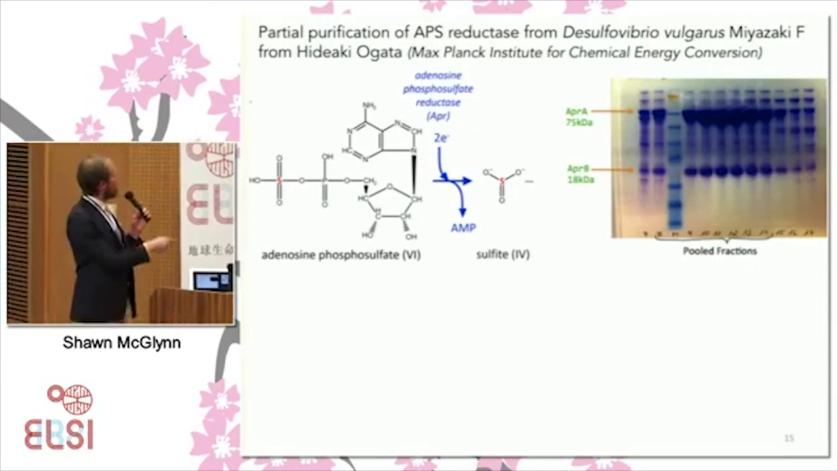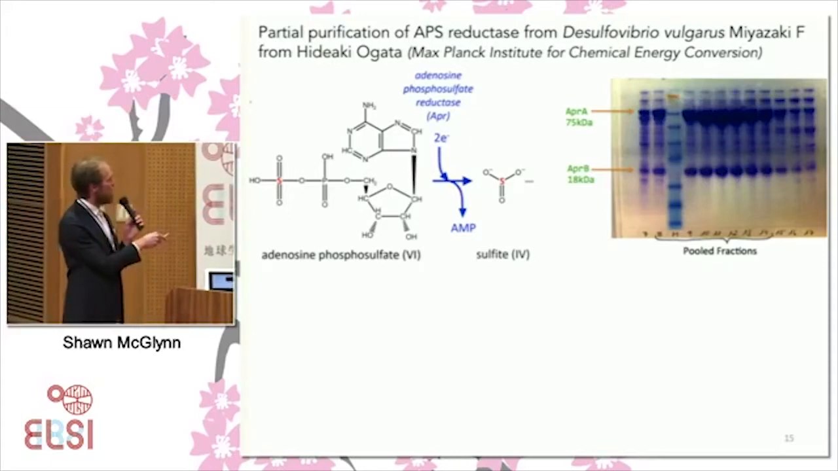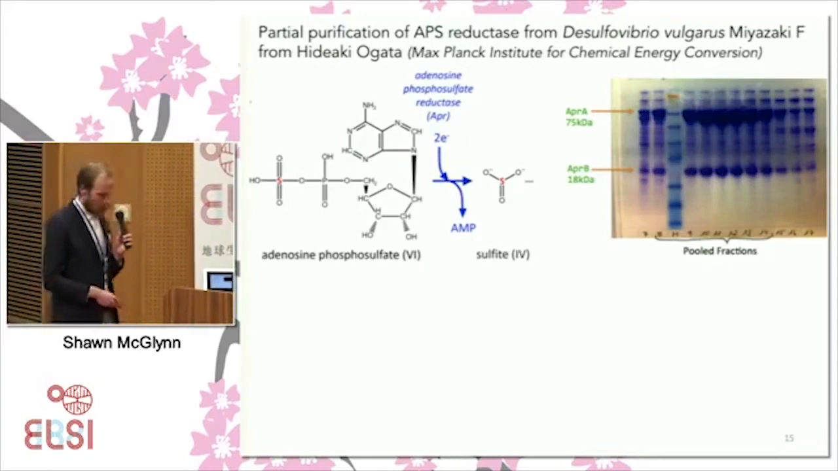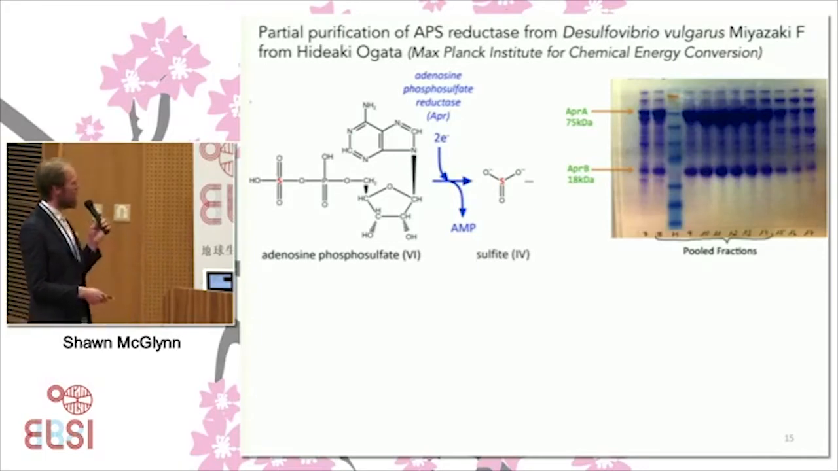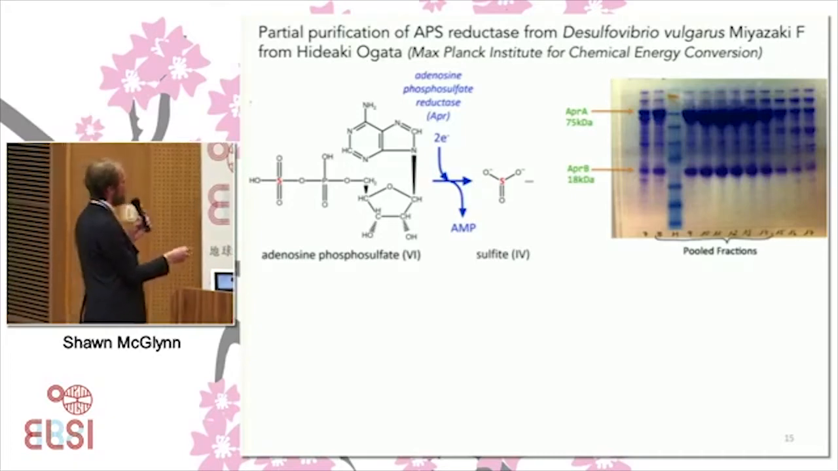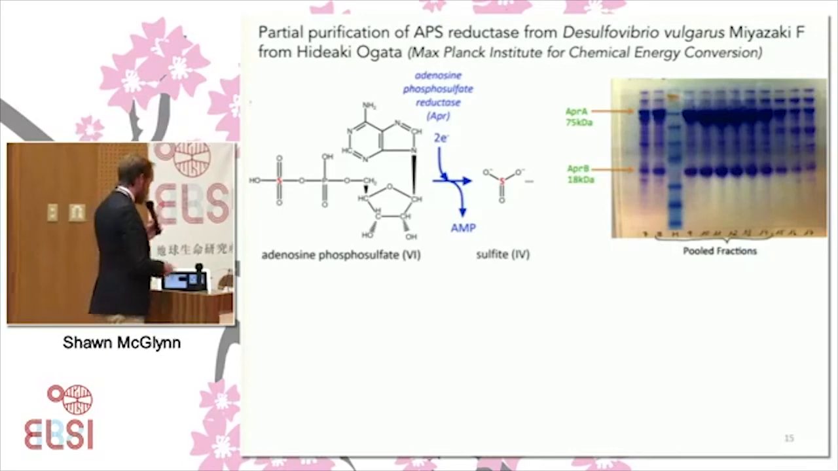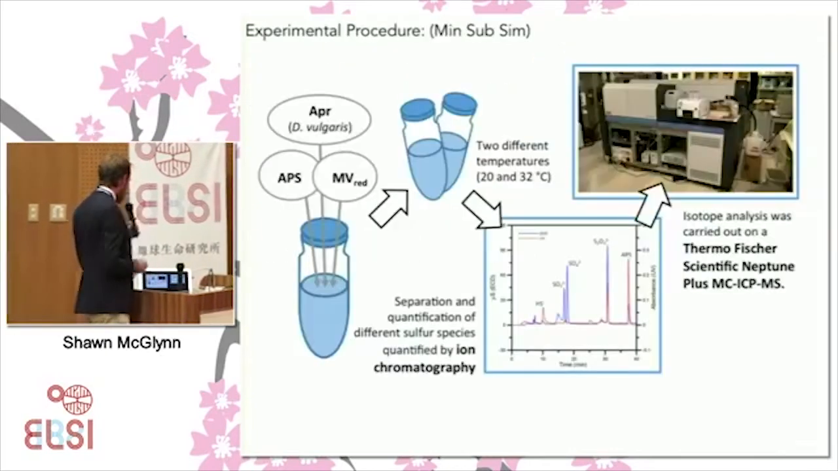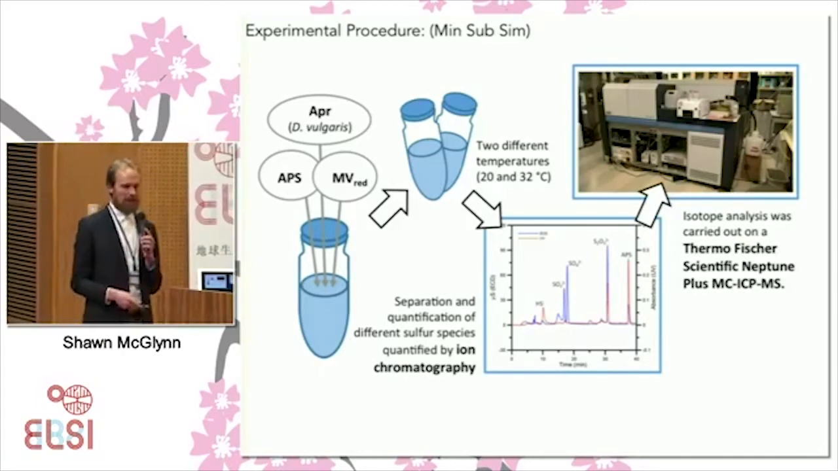So Hideaki Ogata, who was previously at the MPI for chemical energy conversion, grows 200-liter vats of this organism, Desulfovibrio vulgaris. And so he was able to donate some of this protein material to the laboratory and save us a lot of work. He did a partial purification of the AprA and B subunits and sent them to us, at which time MinSub was able to conduct protein assays.